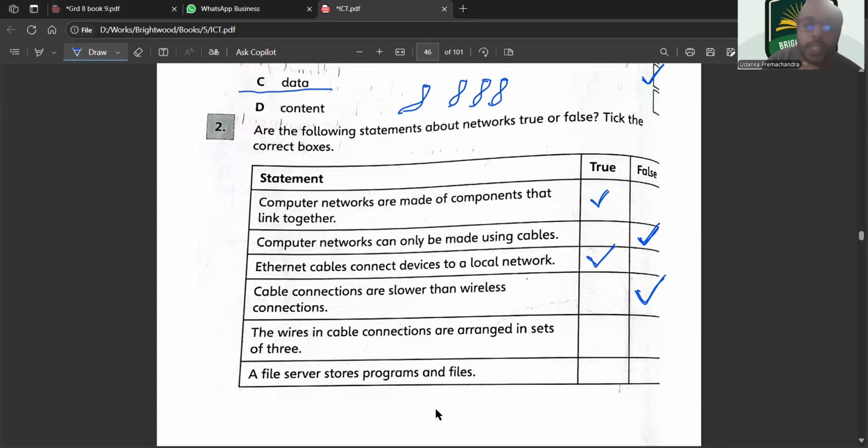So the wires in the cable connection are arranged in a set of not three. It should be four. Actually, with two together, it's four. So it should be four. So this one also should be false. Do you remember? We wrote that.